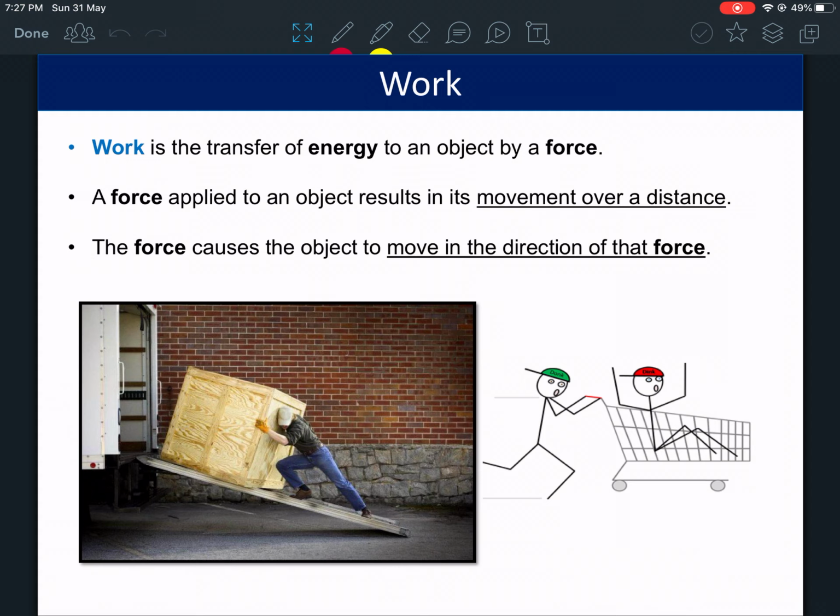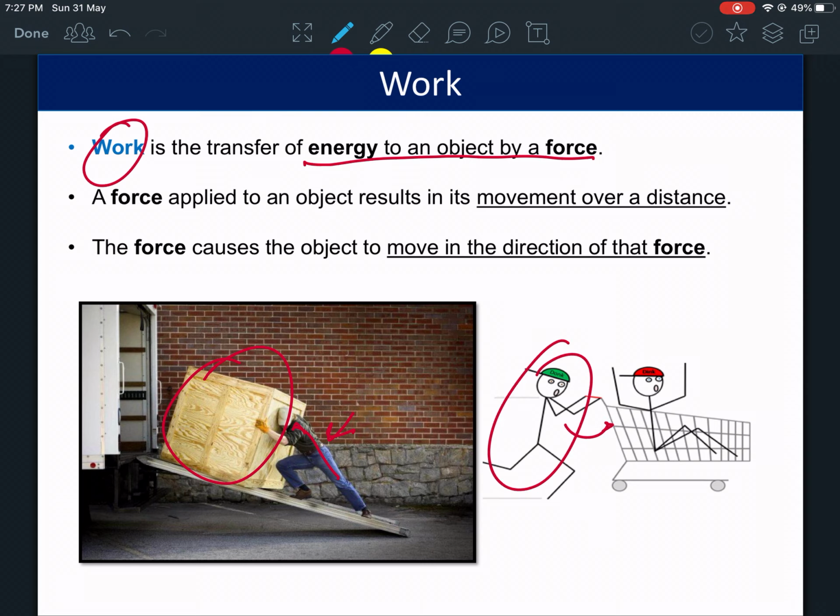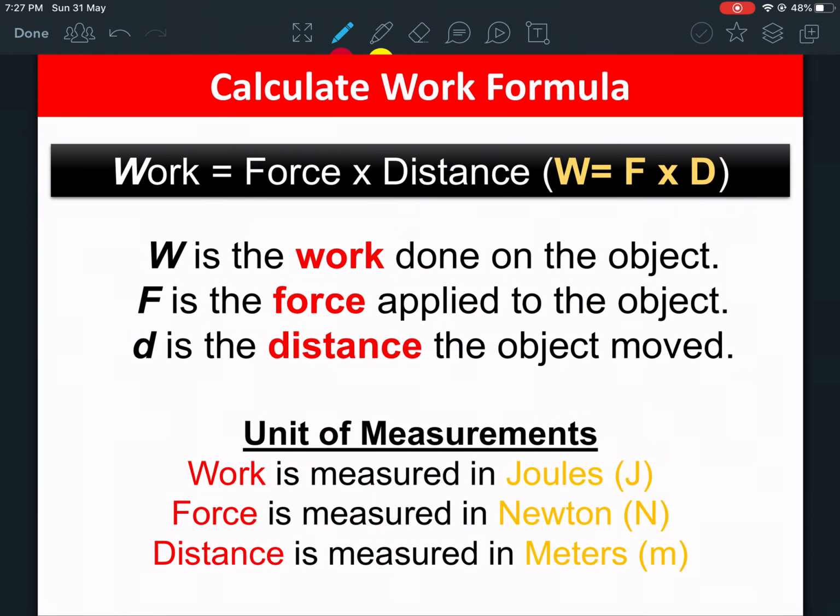So first thing you need to know is work is the transfer of energy from one object to another. So this man is transferring energy, making this object move. This man is transferring his energy here, making this object move. This is called work.